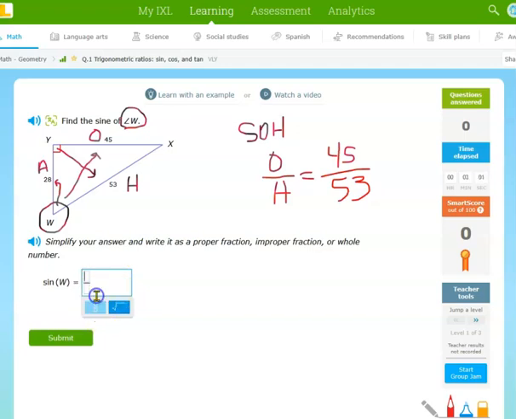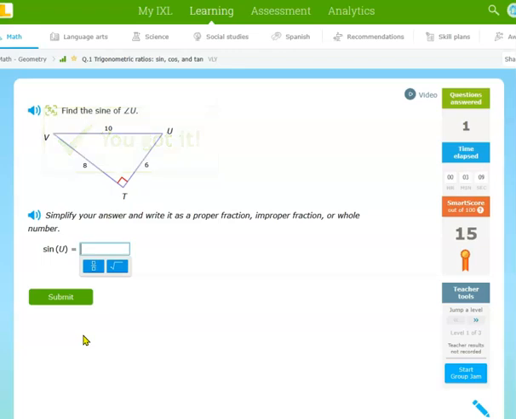Click on the box. You're going to put a fraction in here. So 45 is our numerator, 53 is our denominator, and we are going to go ahead and submit.